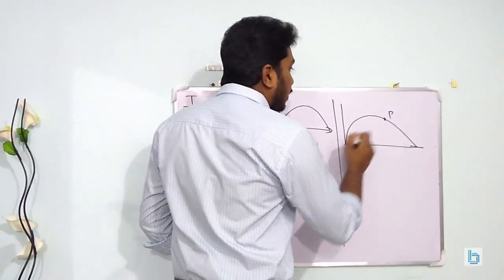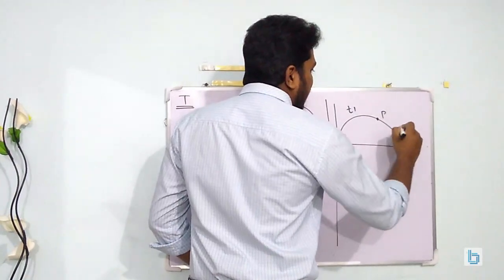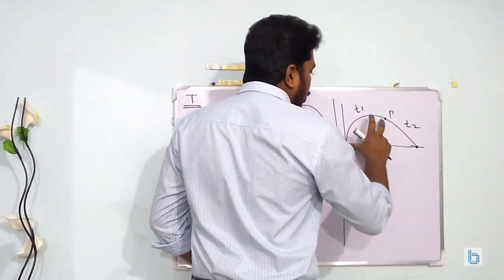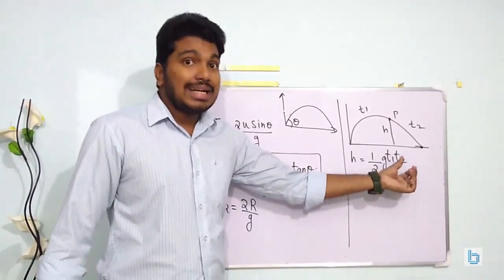The time taken to reach the point P from the point of projection is T1. And from P to the point where he hits the ground is T2. So this much time is T2, and this much is T1. What is the height there? Half into g, T1, T2.